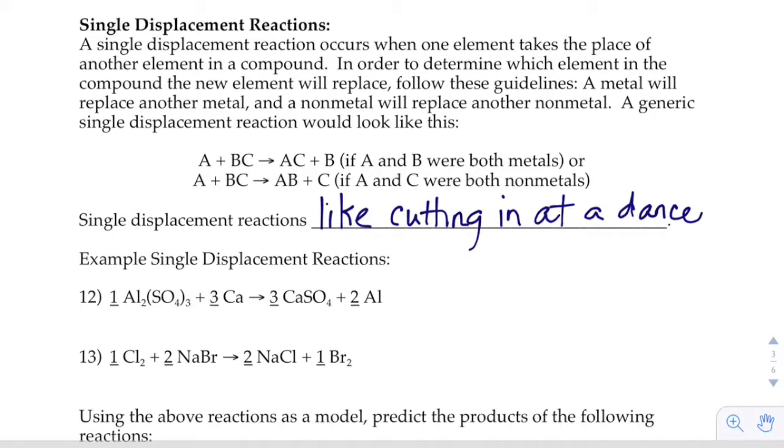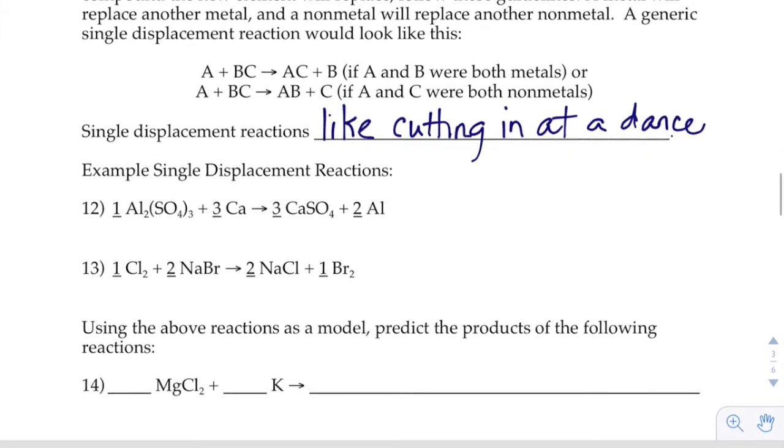Just like boys would replace boys, metals are going to replace metals. Nonmetals replace other nonmetals. So it's always an element with a compound. The element is the person that's trying to cut in. And the compound is the couple that's dancing.